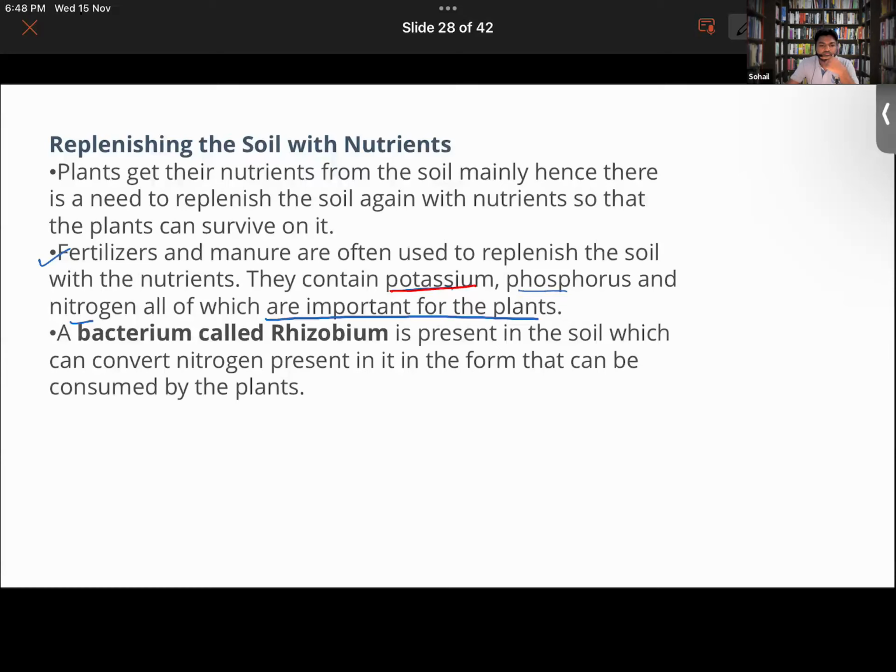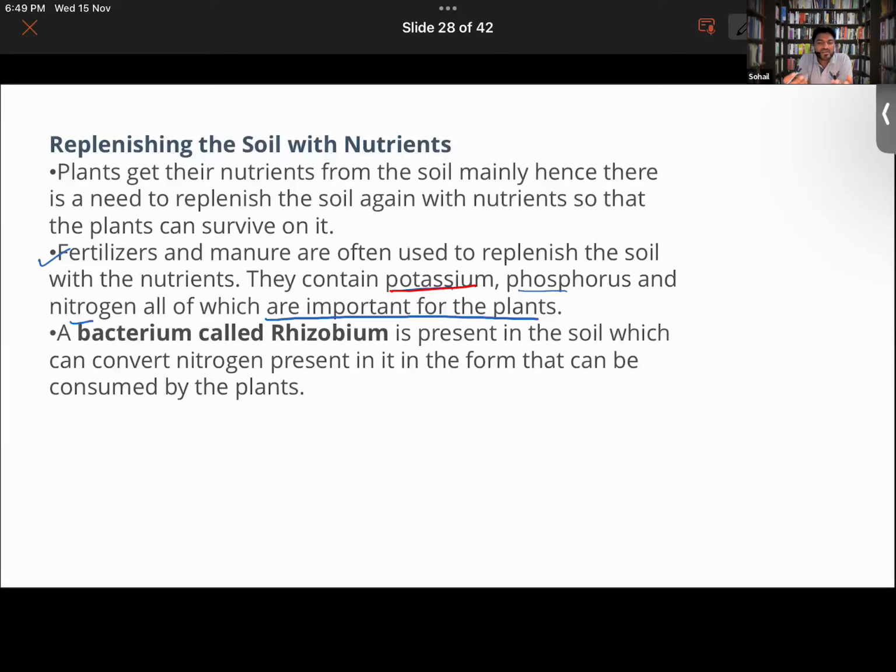Chlorine, not necessarily. You have the example of sulfur also. Sulfur is also required, yes. Copper is required. Then manganese, iron is required. Carbon dioxide is also required.